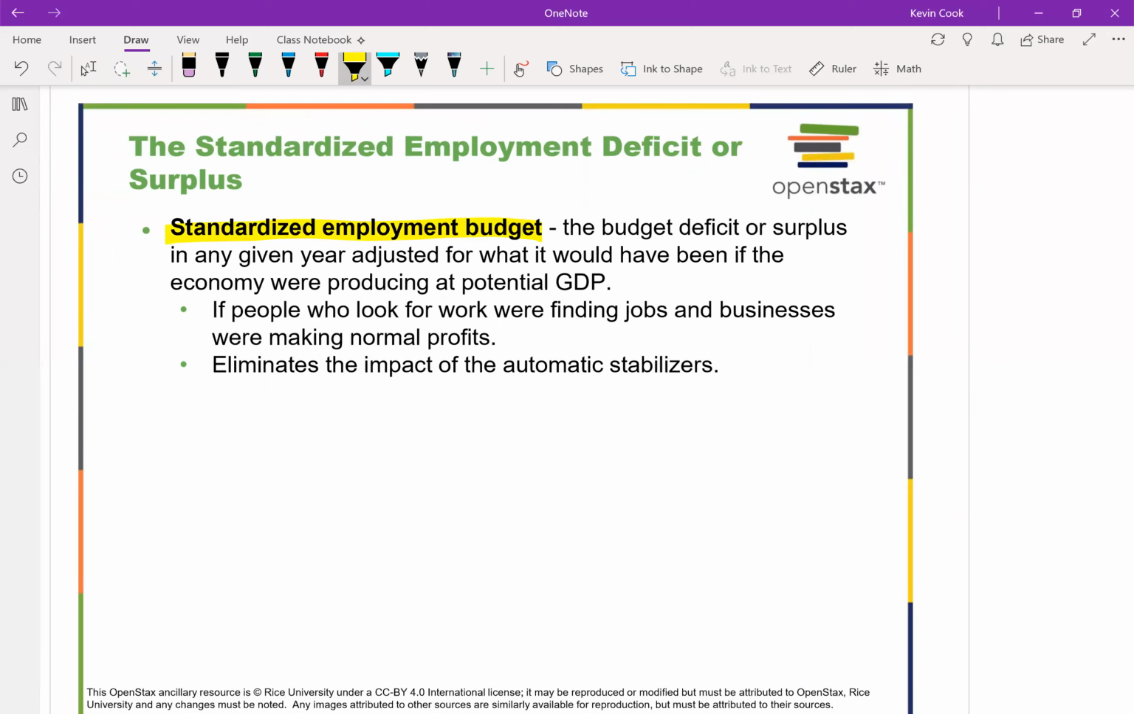So with this, we're saying, all right, yes, we passed this 2.6 or $2.8 trillion spending bill, and that's part of our budget for this year. But if times were normal, we would not have spent that. So we're looking at a budget where we ask what things would be like if we were producing close to or at our potential GDP.